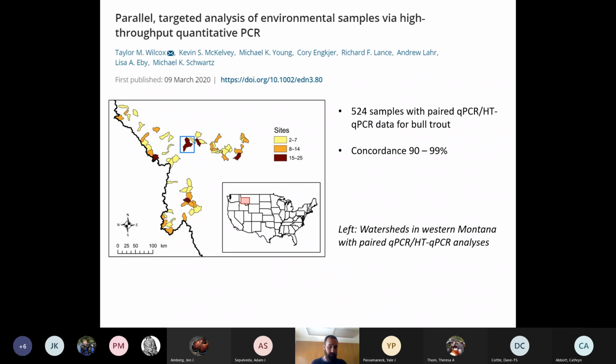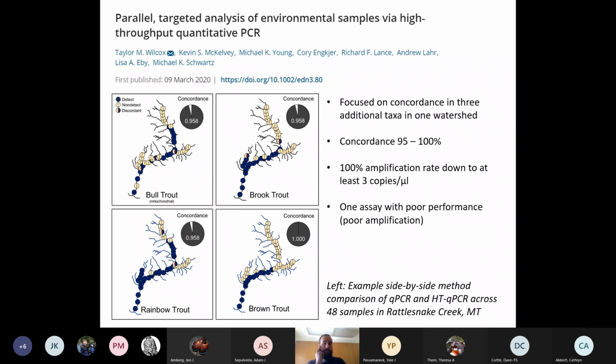We then specifically zoomed in on 2 watersheds here, indicated with the blue rectangle, Rattlesnake Creek, to look at concordance across multiple different markers. So here we have panels showing a map with 48 sampling locations, in the top left for bull trout, then brook trout, rainbow trout in the bottom left, and brown trout. We have circles that are split in half.